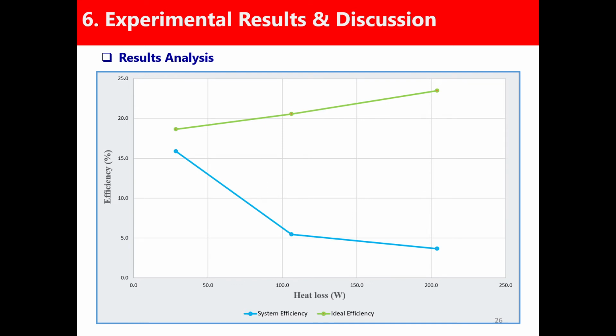The last chart shows the relation between the heat losses in watts and both ideal and system efficiencies. The green line shows that the ideal efficiency increases as the amount of heat losses increases. On the other hand, the system efficiency decreases as the amount of heat losses increases.